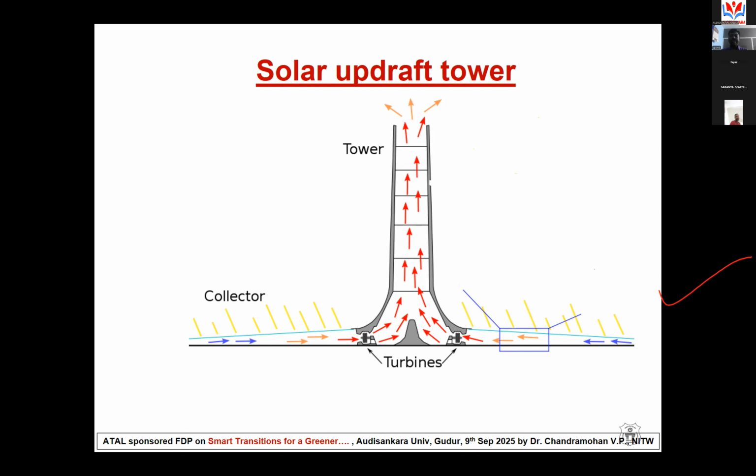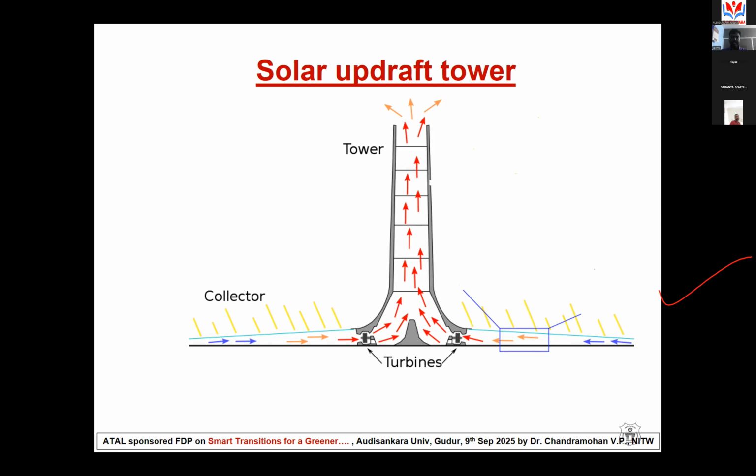So now there are no real plants all over the world, but there are some rooftop plants, including at NIT Warangal. We have developed this SUT plant. Actually, the concept is very simple. This is a two-dimensional diagram, but imagine it as a three-dimensional diagram, a 360-degree circular solar air collector. This plate is the solar air collector. Just imagine it in 360 degrees.